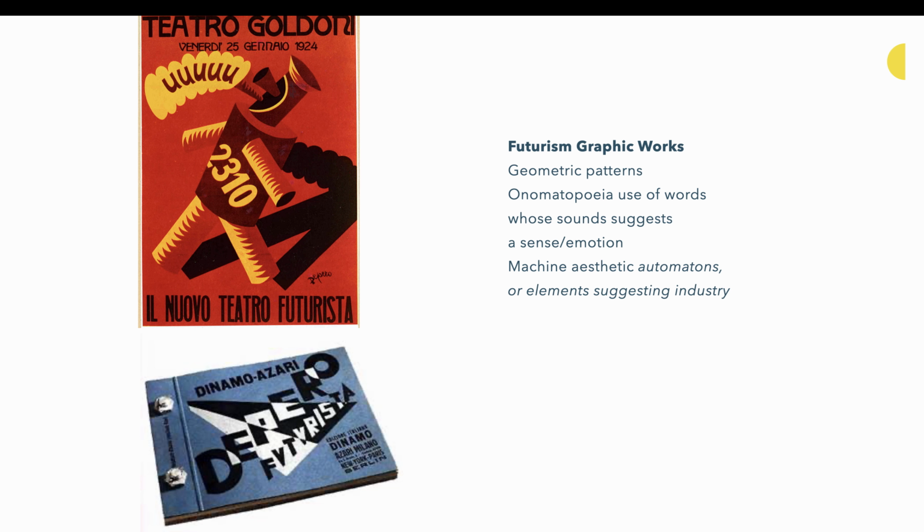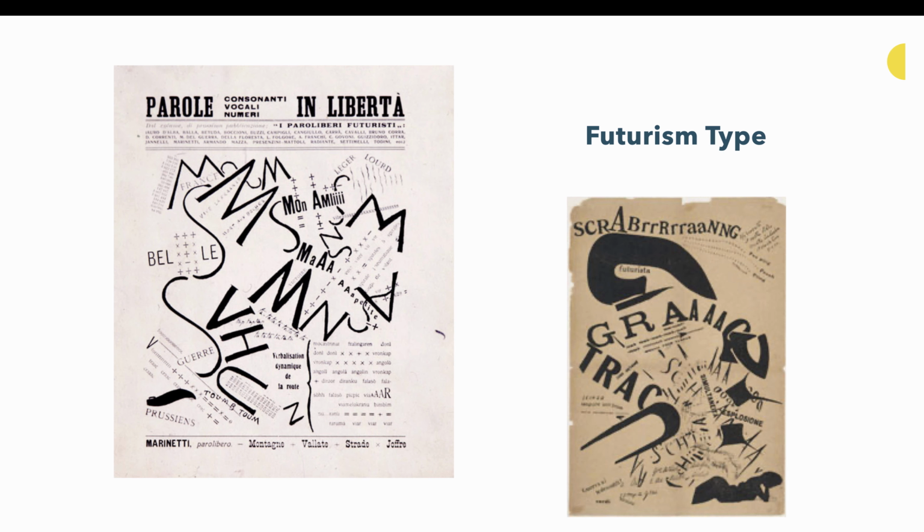Futurism graphic works have geometric patterns. Onomatopoeia again. They love sounds. Look at the robot, it is making this sound. Ooh, see that? And it is a robot. We can see it's an automaton. They love industry. Look at those industrial bolts on that wonderful bound book. And they love factories. They love motorcycles, fast cars, machines, speed, technology, all of that. They love it, the futurists. When we look at type, it looks like this.